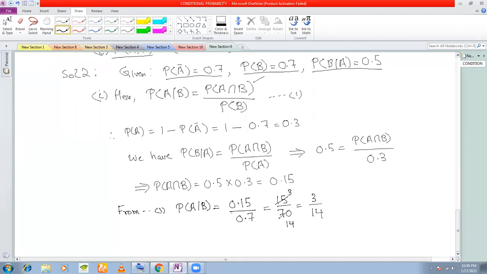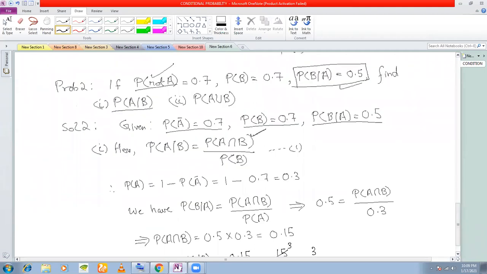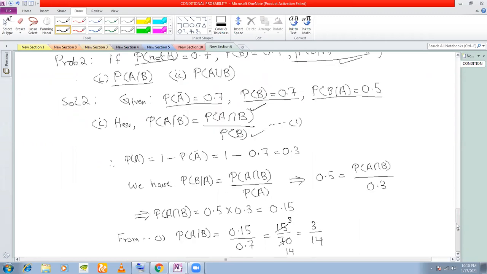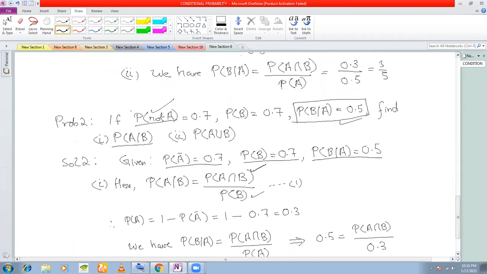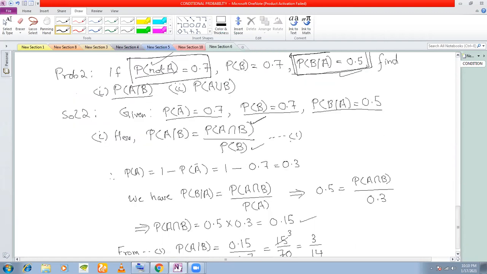As I told you, you just have to find out P(A intersection B) and put it there, because the value of P(B) is already given. So if you see here, we have found out P(A intersection B) with the help of what? With the help of this one, P(A) and P(B|A). And whatever value of P(A intersection B) that we got, we put it in 1, the expression for P(A|B).